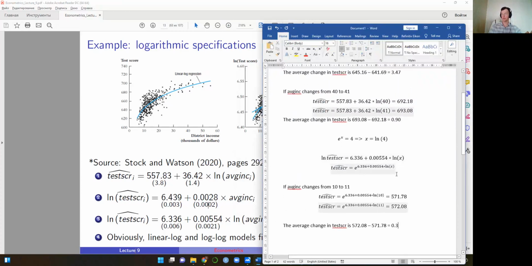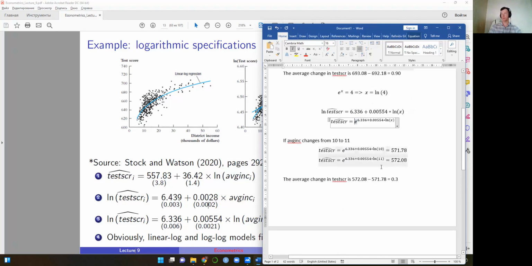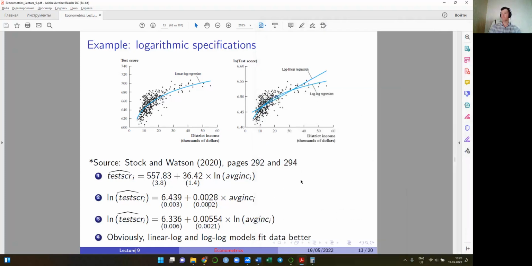If there is a log specification, then you convert first in order to predict the level of this variable on the left hand side. You convert this into the following expression. You take exponent of this value, and then you plug x's accordingly, and you calculate what is going to be the change in the variable. Any questions regarding this?